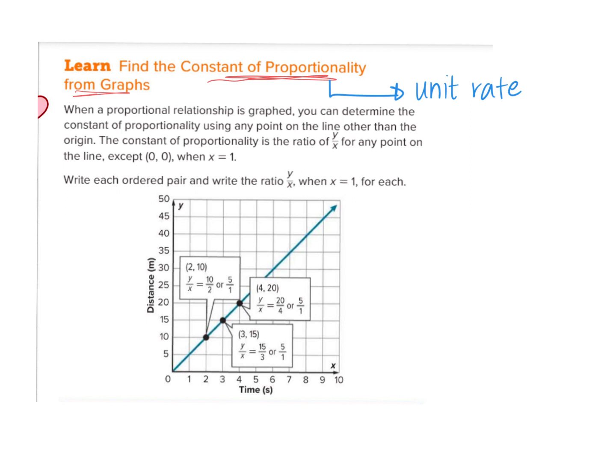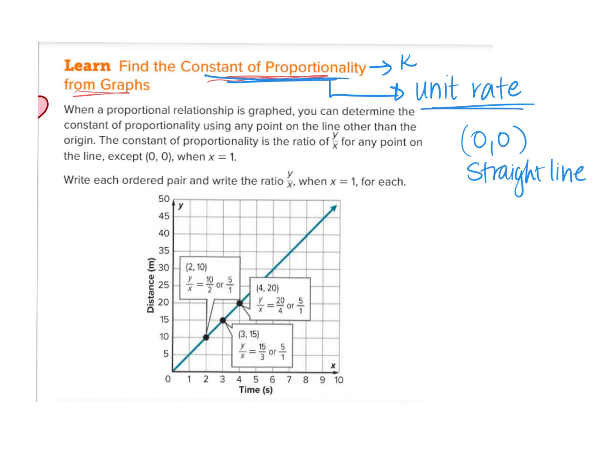Okay, so if I have a proportional relationship, that is, if it goes through 0, 0, and it's a straight line, and it has a constant rate, a unit rate, we want to try to find that. And again, that's called the constant of proportionality. The letter they use for that is the letter K. That's the abbreviation they use for constant of proportionality.